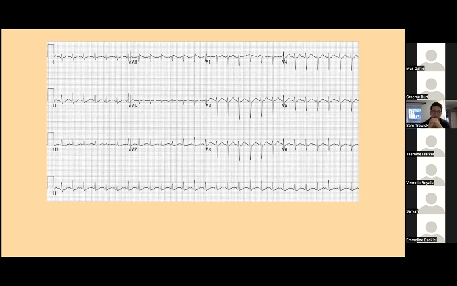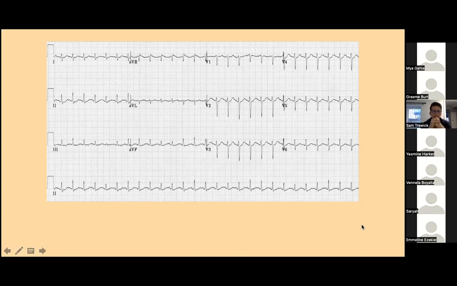Shall we look at this ECG? So who would like to describe this ECG for me? Sam, I don't mind doing the first one if that's okay. That would be fantastic. So I'll present it like I was doing an OSCE. I guess that's most useful.